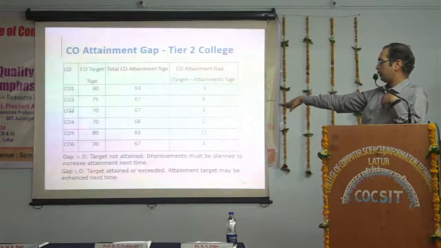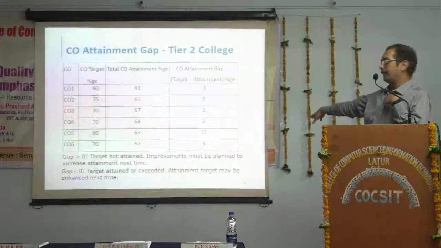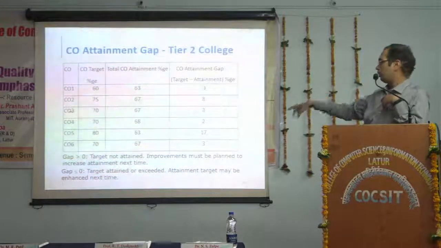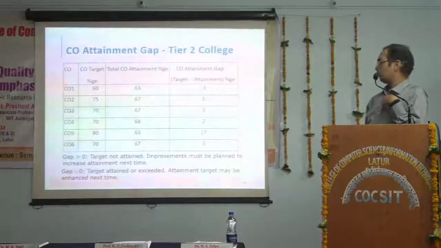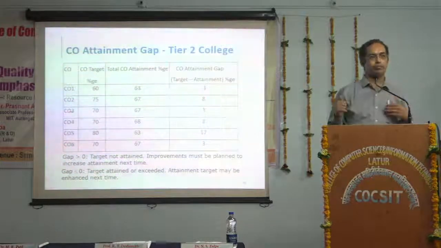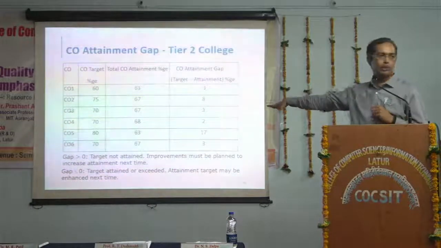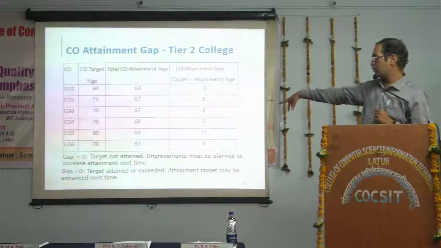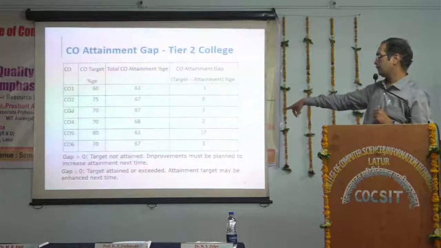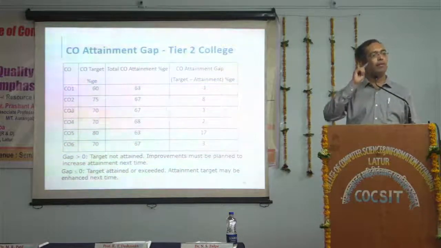So if you see the notes, if the gap is greater than 0, the target has not been attained. So you need some improvements so that the attainment may increase next time. If the gap is less than or equal to 0, the target has been attained or exceeded, and the target may be enhanced next time. Right? So these two actions you have to do. If the gap is greater than 0, you have to improve upon the attainment. And if the gap is less than 0, you need to improve upon the target, not the attainment.